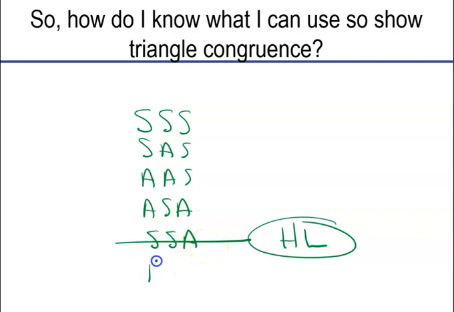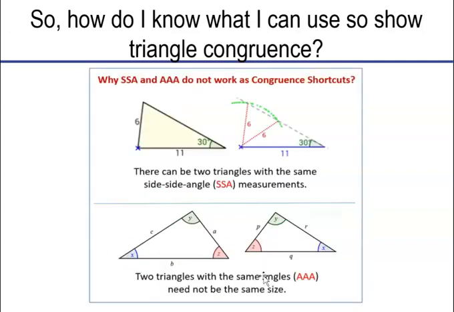Okay, another one is angle, angle, angle. There's an infinite amount of those cases. You cannot use that to either construct or to show congruence. Okay, now a little bit extra to talk about those two you can't do. It says, why do side, side, angle and angle, angle, angle not work as congruence shortcuts? And this is based on construction.